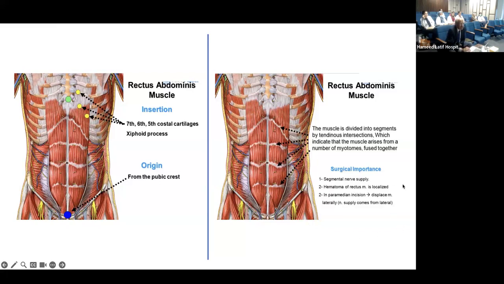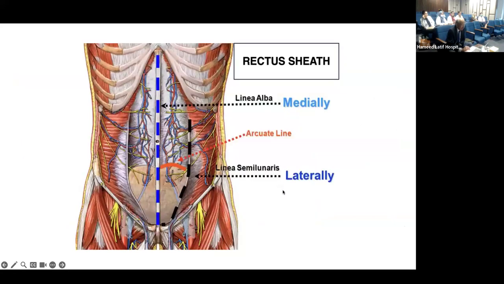Displaces laterally. Nerve supply particularly comes from lateral aspects, although the blood supply is coming from below and from upwards.